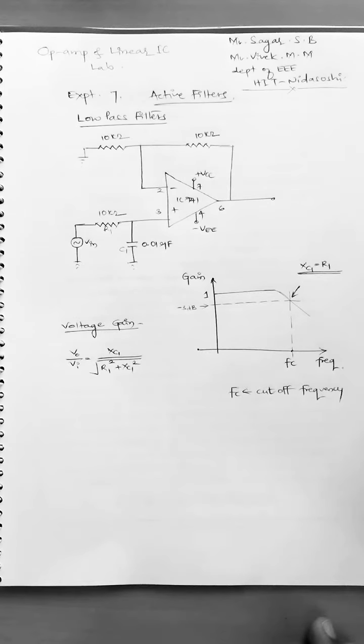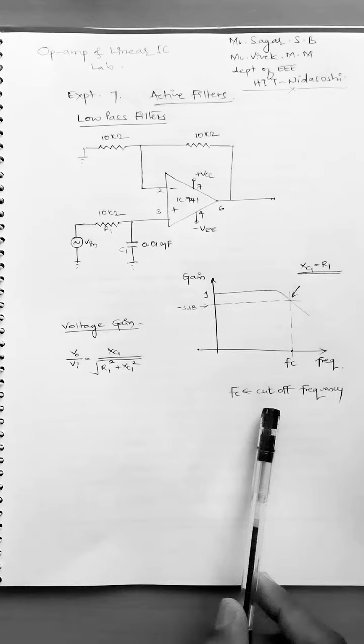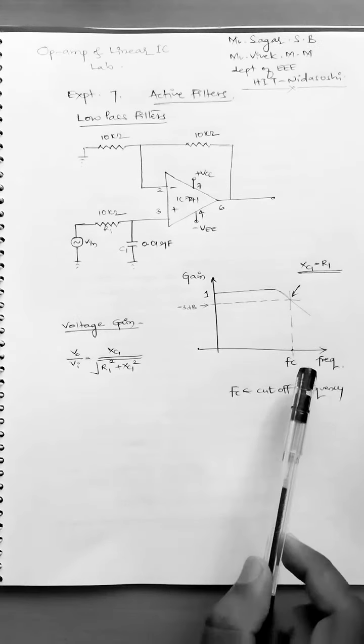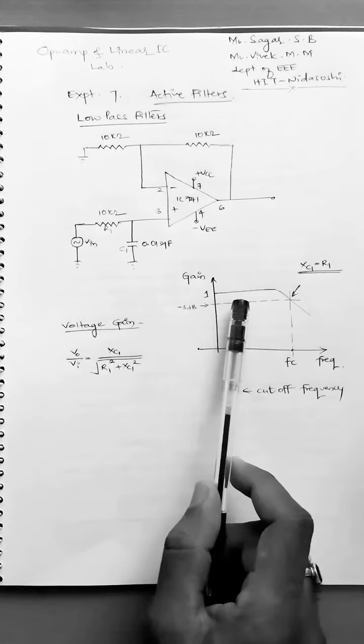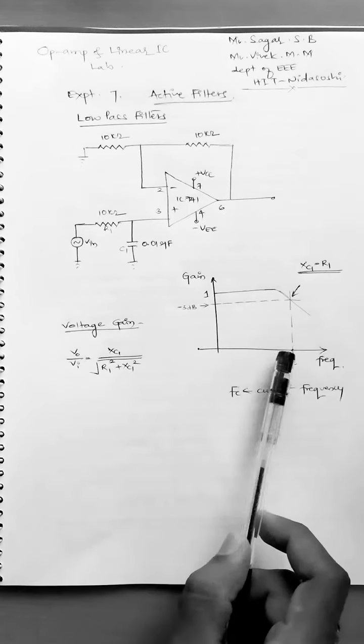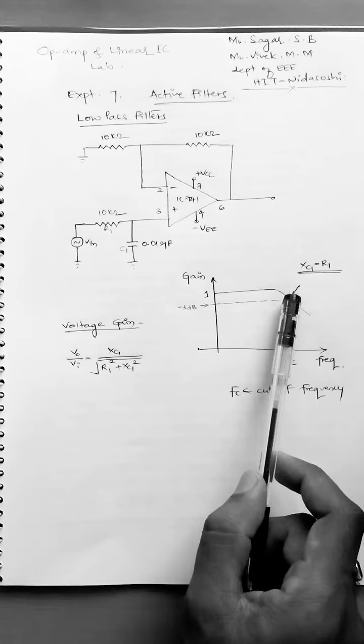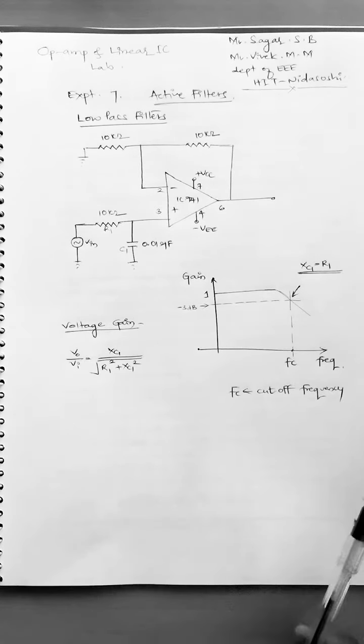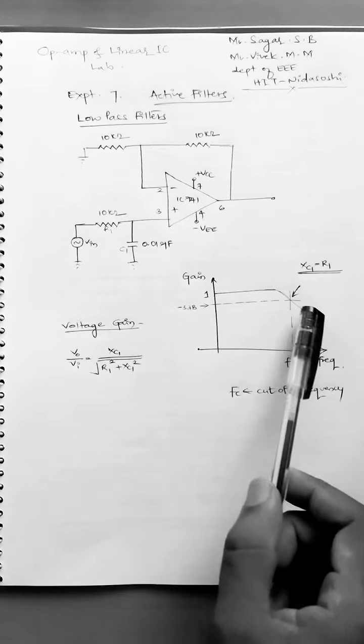As the name itself says, the filter which passes the low frequencies and blocks the higher frequencies will be called as a low pass filter. You can see in the frequency response that until the frequency FC, that is cutoff frequency, is reached, the signal is passed, and when it is beyond FC, the signal starts decreasing. The output, or you can say the gain of the circuit, starts decreasing.